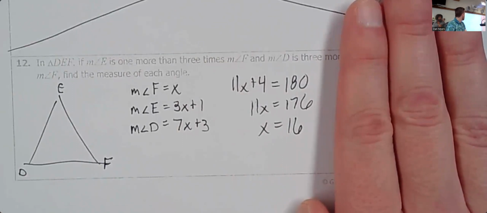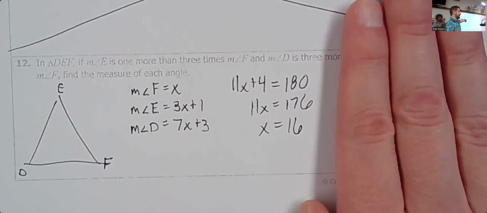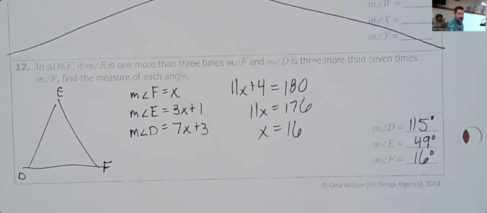So that means angle F is 16 degrees because F is x. E would be 16 times 3, which is 48 plus 1, so that's 49. And then 7 times 16 is 112, and 112 plus 3 is 115. So those are our answers. 115 for angle D, 49 for angle E, 16 degrees for angle F. And if you add those up, it equals 180.